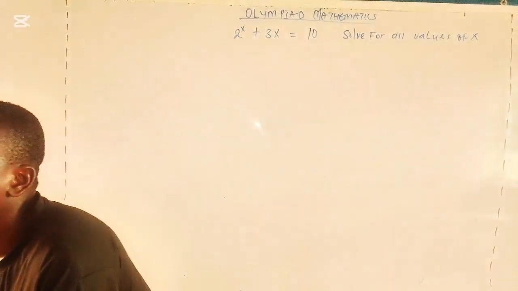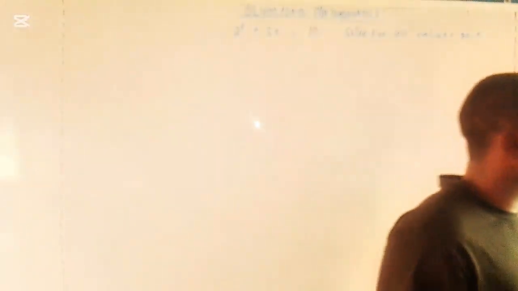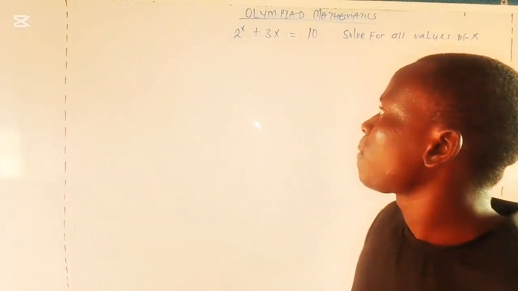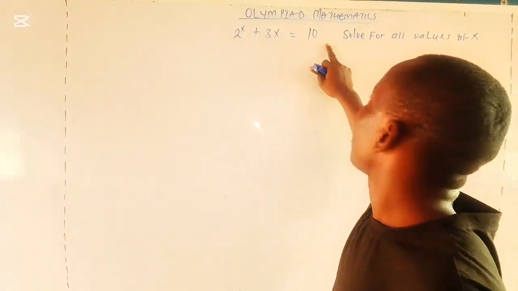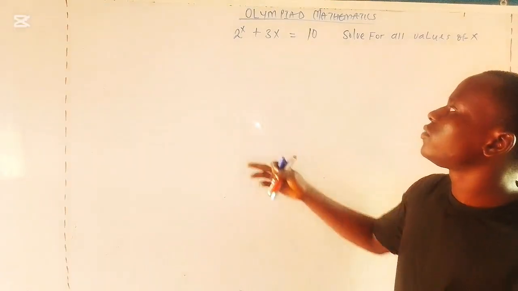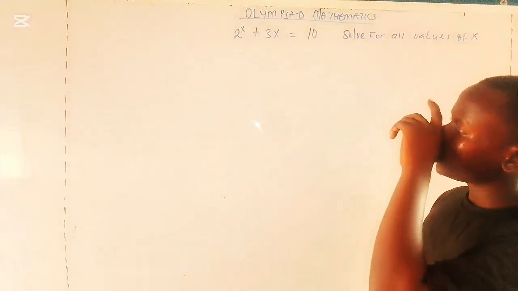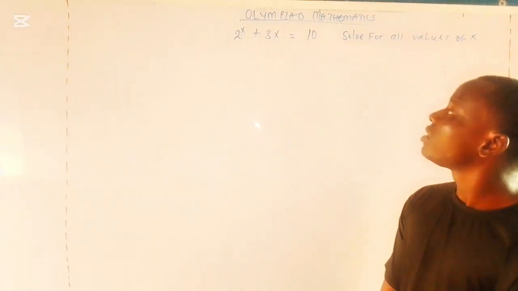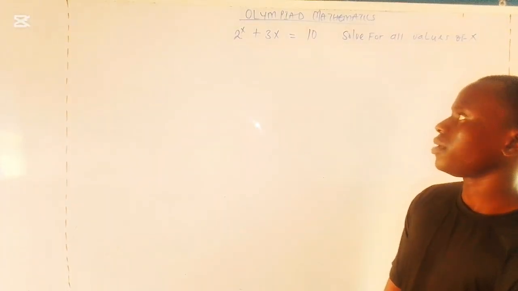So in today's video, we have this Olympiad mathematics question. We say 2 raised to the power of x plus 3x is equal to 10. We have to solve for all values of x, alright? So how do we solve for all values of x in this kind of equation? Now, look at this equation. It actually looks tricky, isn't it? But we can actually solve this problem easily.